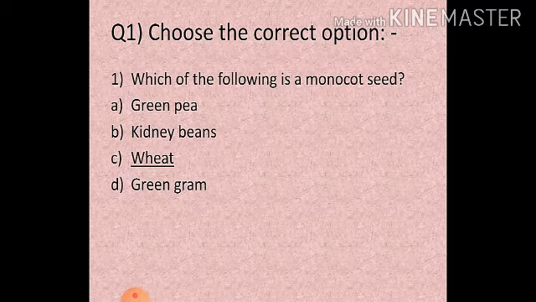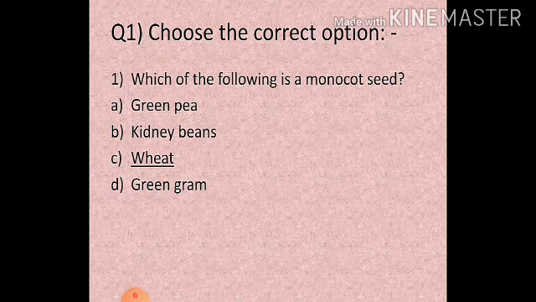So we have learned that a monocot seed is the one which cannot be divided into two equal parts, which cannot be split into two equal halves. So let's see the options. The first option is green pea, kidney beans, wheat, green gram.